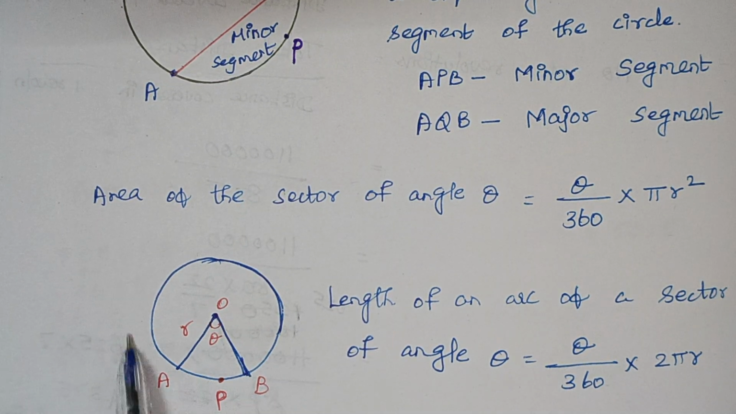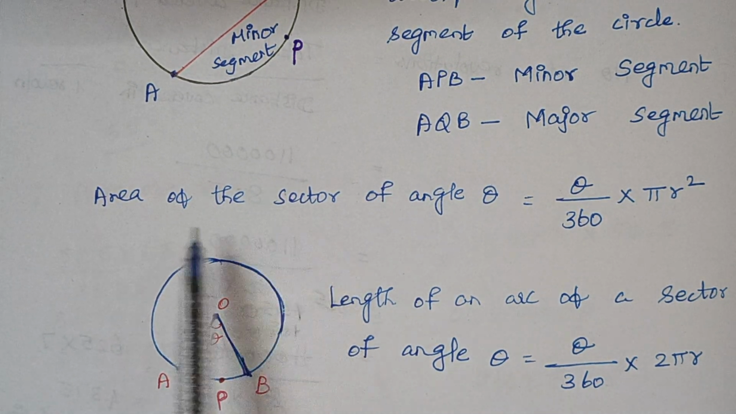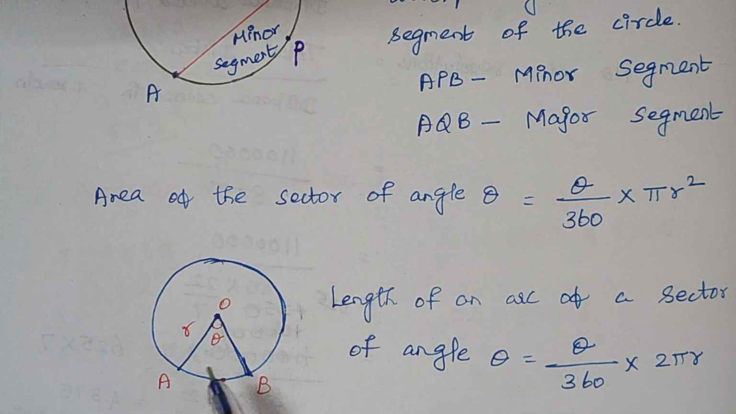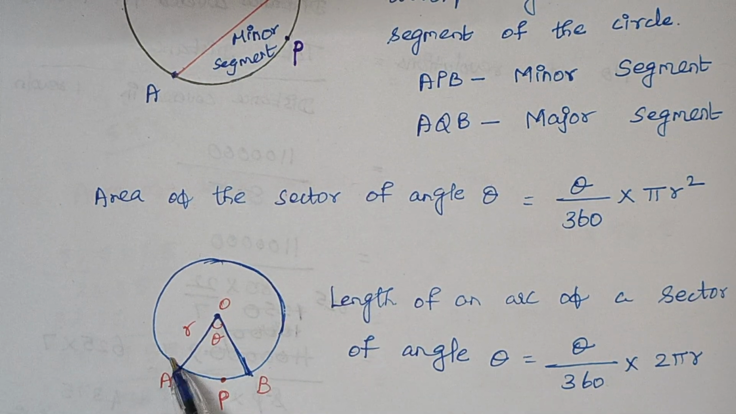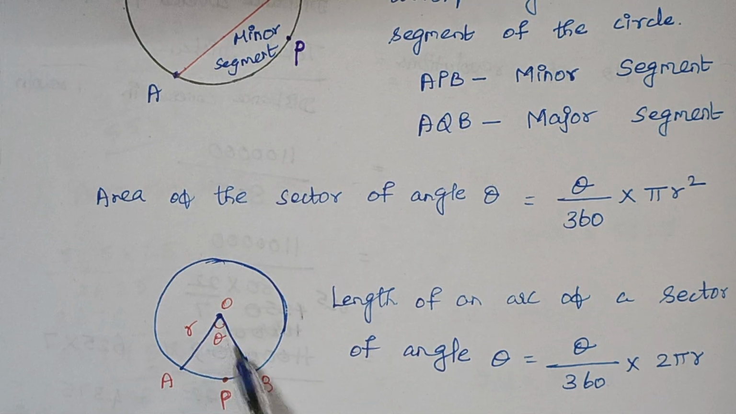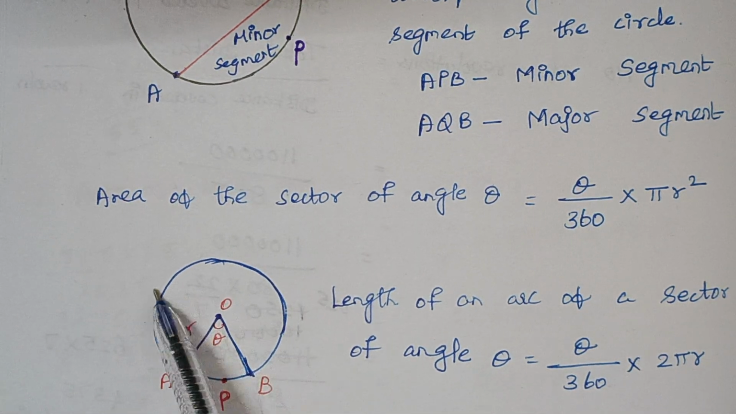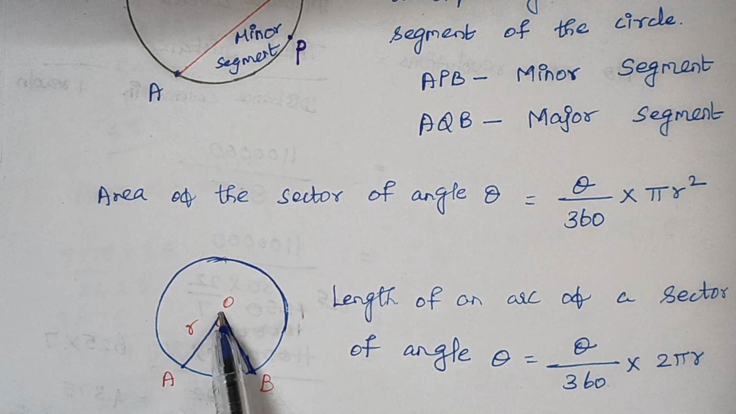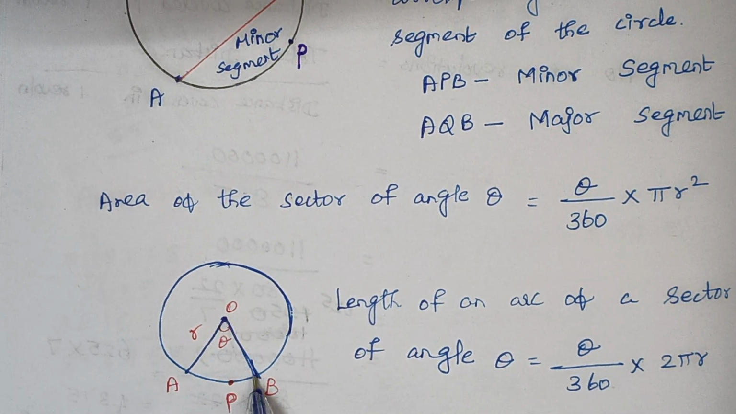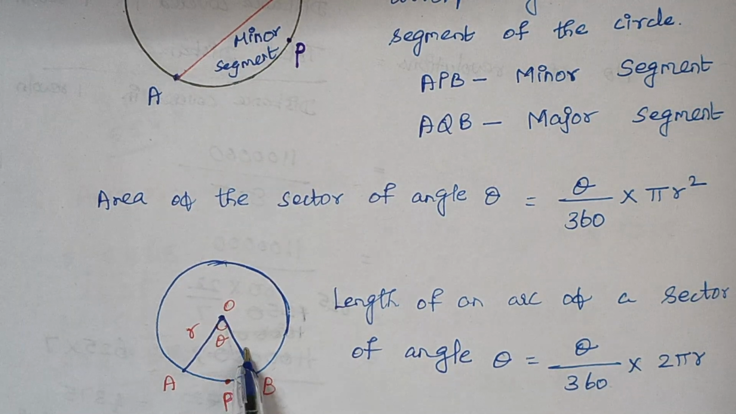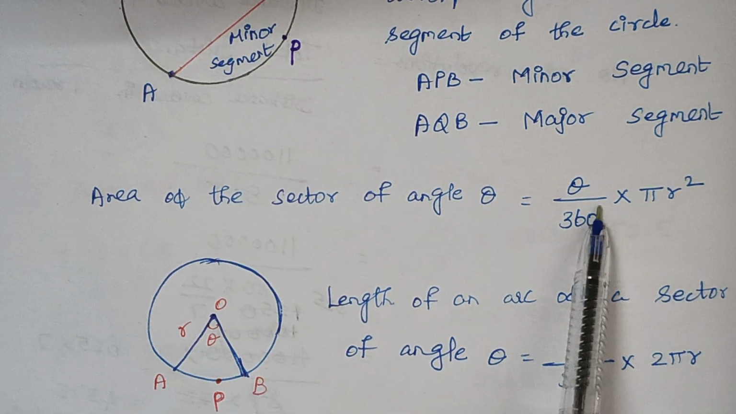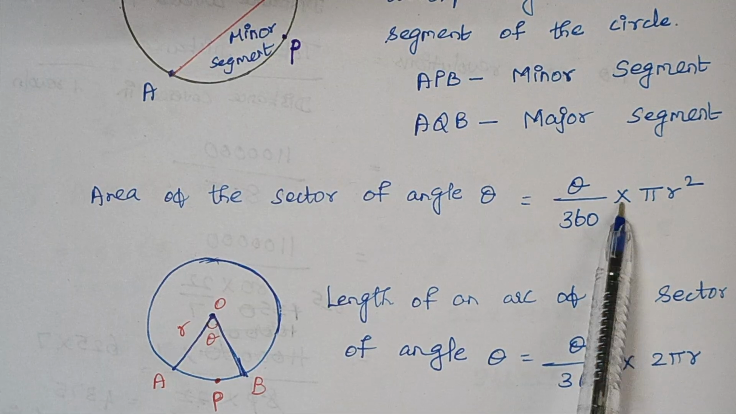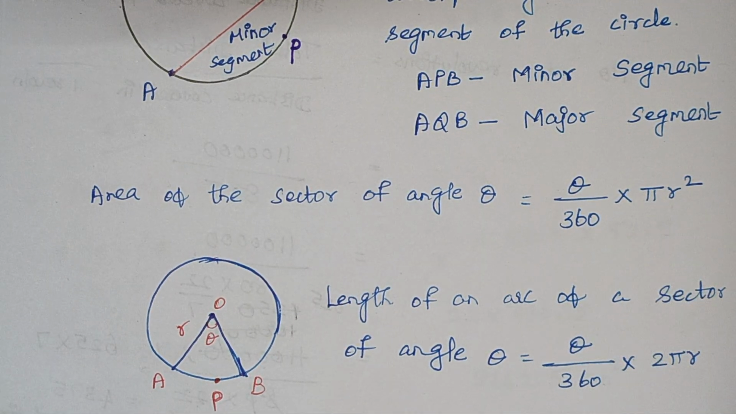So again, consider this diagram. We have to find the area of the sector. Now, this is your sector. This area is one sector and this area is the other sector. If you want to find the area of this part, which we are now discussing, the area of the sector is given by the formula theta by 360 into pi r square.